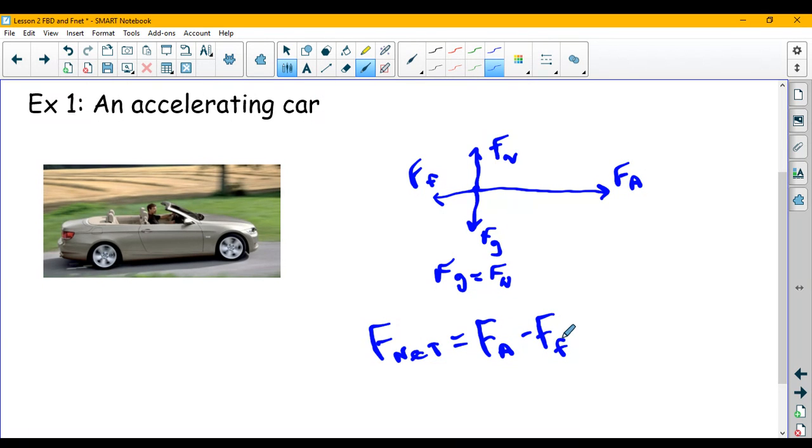Now, a lot of people want to use this as a constant equation, but it's not a constant equation. This is situational. This happens to have an applied force and a friction force, so they're both there. That's important to realize. We create our net force based on what forces happen to be present at the time.